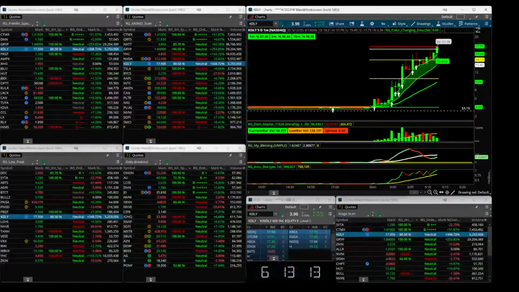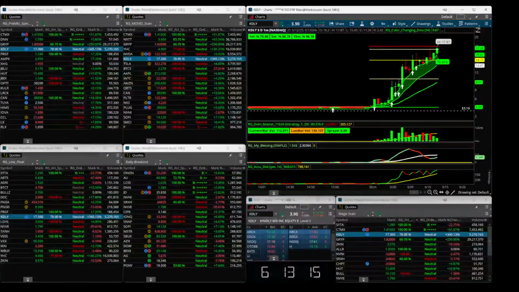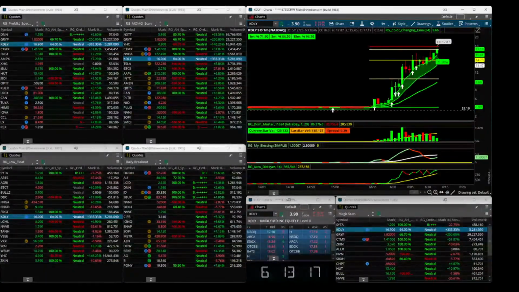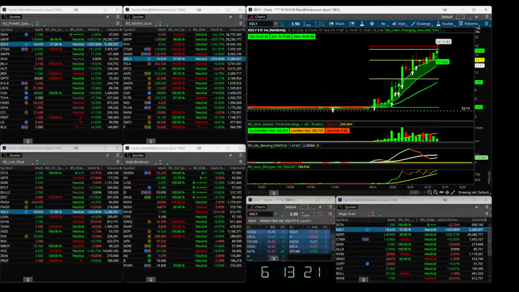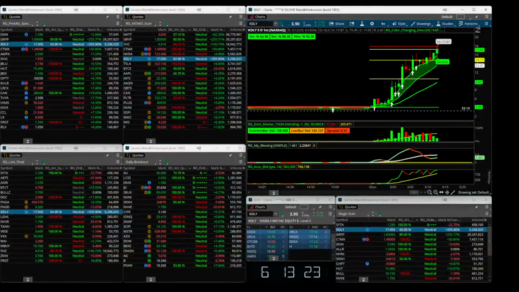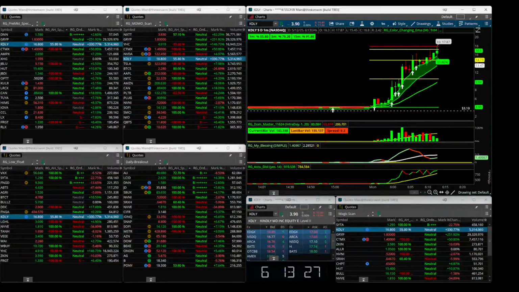KDLY holding the price here, pushing up a little higher now, 1787. What a good performer this is this morning. It's not flying like it was. You're going to have to guess these spikes if you continue to trade it.